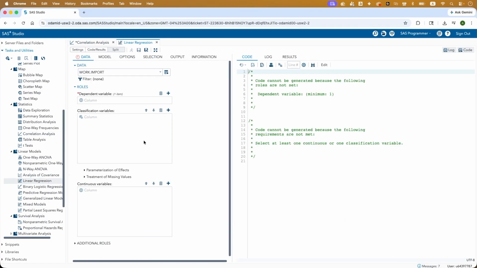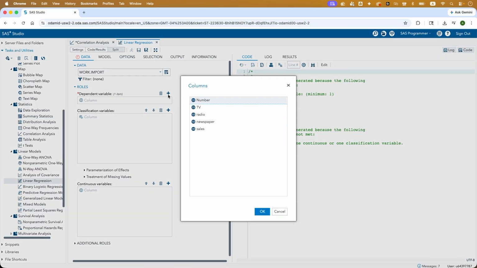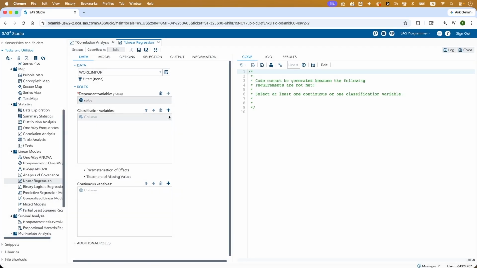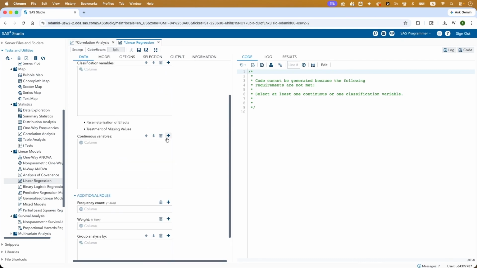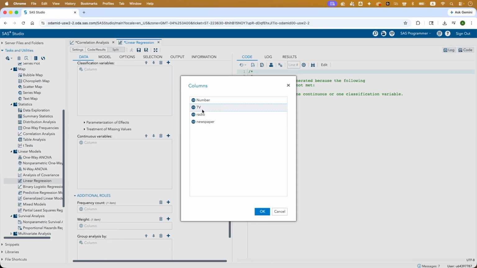The dependent is the sales. Then we have classification variables. Classification means categorical variables. We don't have categorical variables. We have continuous. All of them are continuous. So I'm going to place them in the continuous. I think I place TV first, radio, then newspaper.